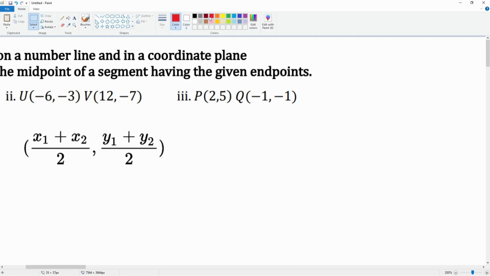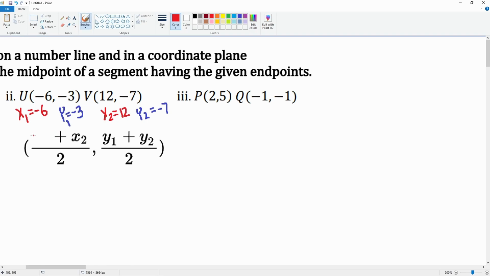So we have x1 is equal to negative 6. We have y1 is equal to negative 3. That's the first point. Then we have x2 is equal to 12. Then we have y2, which is equal to negative 7. Here's the formula. We have to memorize the formula for the exam.